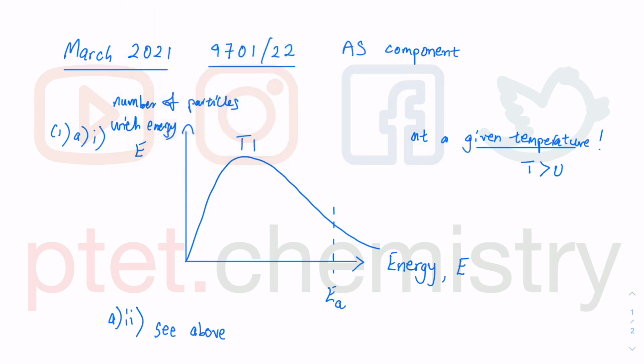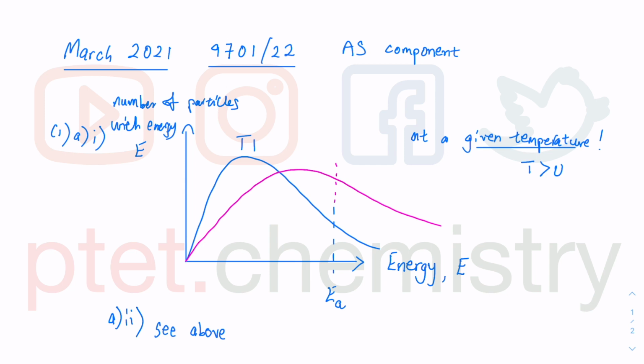So I'm going to try and use a different ink. At a higher temperature than this, there are more molecules with higher energy, so the whole curve will skew, or it will shift to the right, and you will have fewer molecules having lower energy, and you will have more molecules having a greater amount of energy, such that you have something like this.